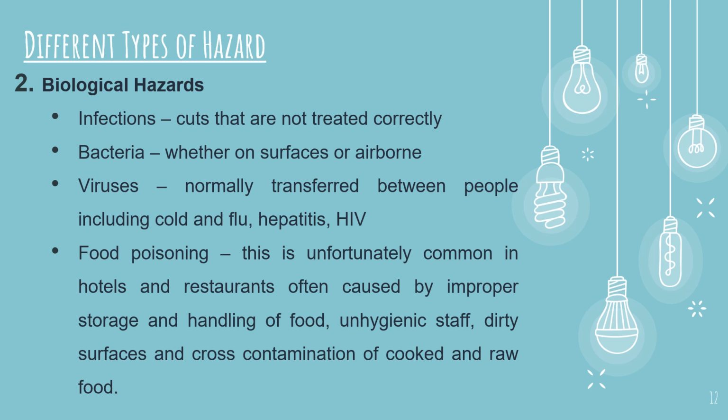Okay, and last we have here food poison. Yes, you all know what is food poison, right? Kasi remember the explanation under risk, we have the food poison, or what we call foodborne illness. So this is unfortunately common in hotels and restaurants, often caused by improper storage and handling of food, unhygienic staff, dirty surfaces, and cross-contamination of cooked and raw food.